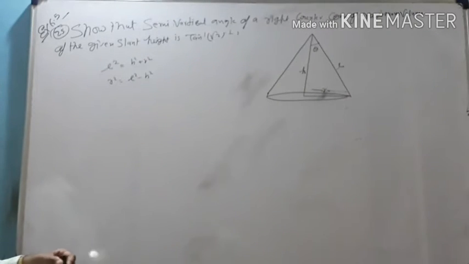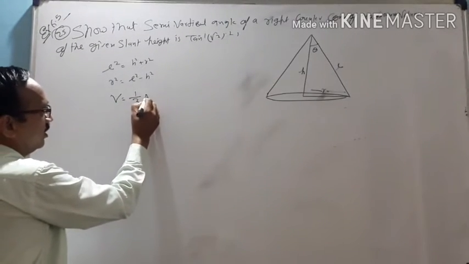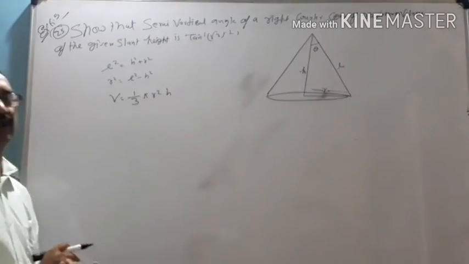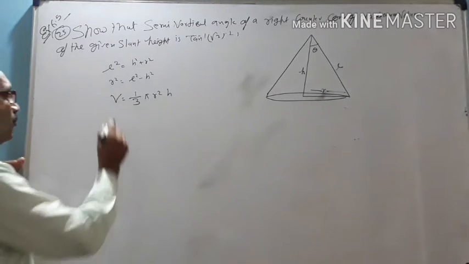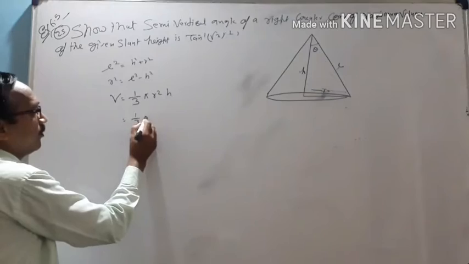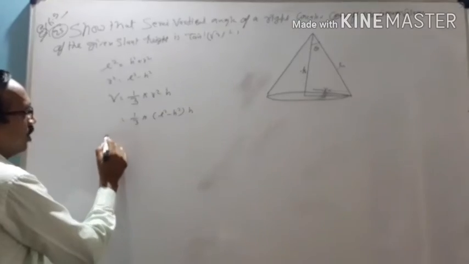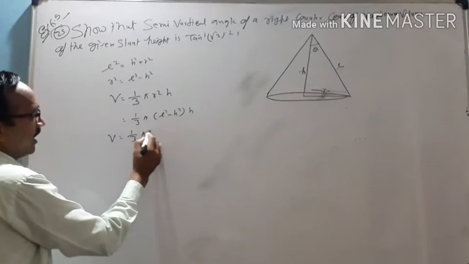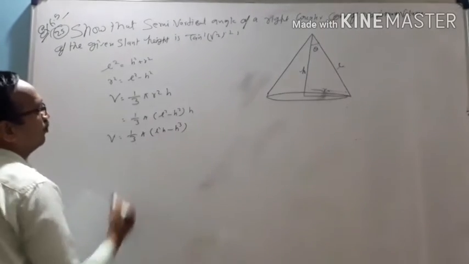Now the volume of the cone, because the right circular cone of given slant height has maximum volume. So we find its volume V. V equals 1 upon 3 pi r square h. This is the formula to find the volume of a cone. Now put the value of r square: 1 upon 3 pi (l square minus h square) into h, or V is equal to 1 upon 3 pi (l square h minus h cube).